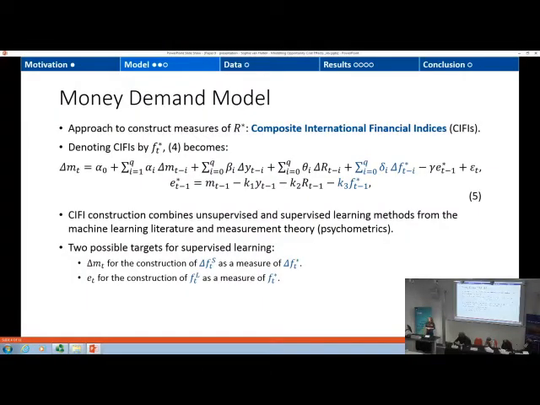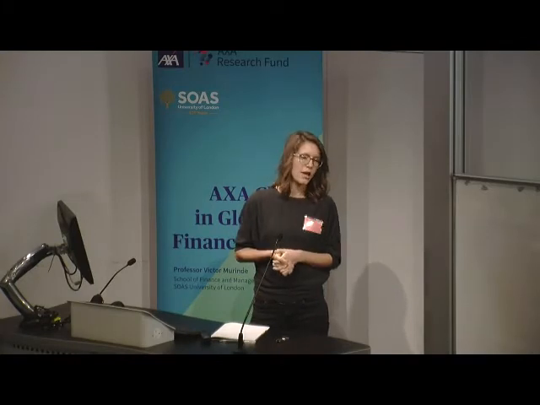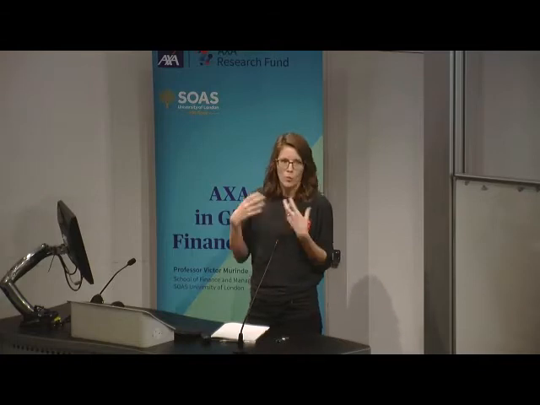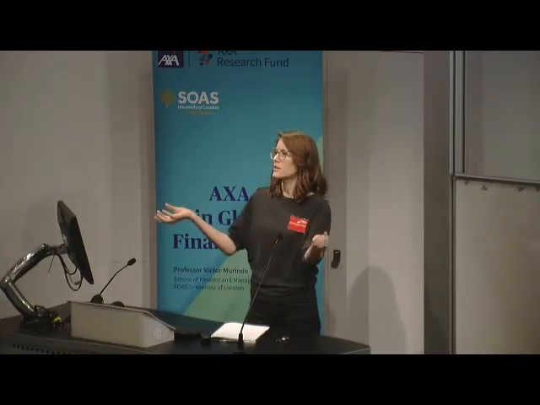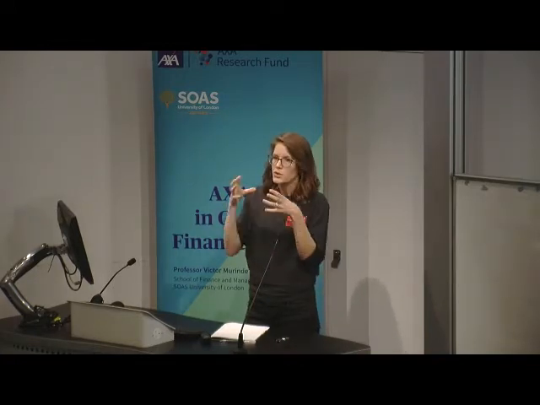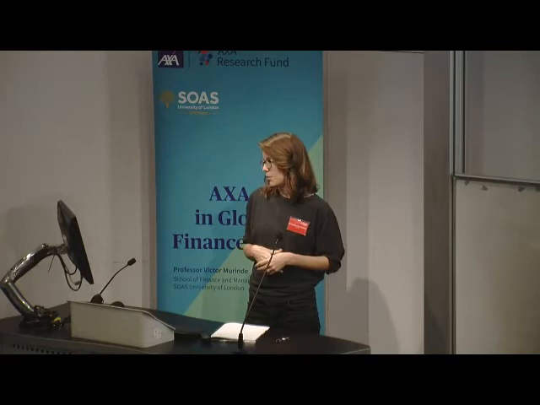Now the question becomes, how do we construct a measurement for our R star, or the foreign opportunity cost effects? We call the measure that we're coming up with a composite international financial index. So it's an aggregate index that provides a composite measurement. It contains the different elements of different international financial markets, aggregating them in some way together so that we come up with an index.